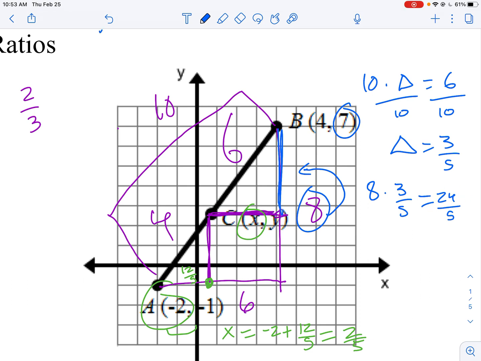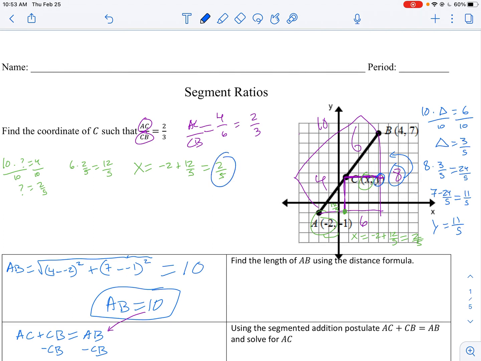So I'm going to do that. Do some erasing, sorry. So 7 minus 24/5 is going to equal that coordinate there. 7 is 35/5, so I'm going to subtract that off, and that'll give me 11/5. So this y-coordinate is going to equal 11/5. So all together now, I have that x is 2/5, y is 11/5, so C is at (2/5, 11/5). Ta-da!